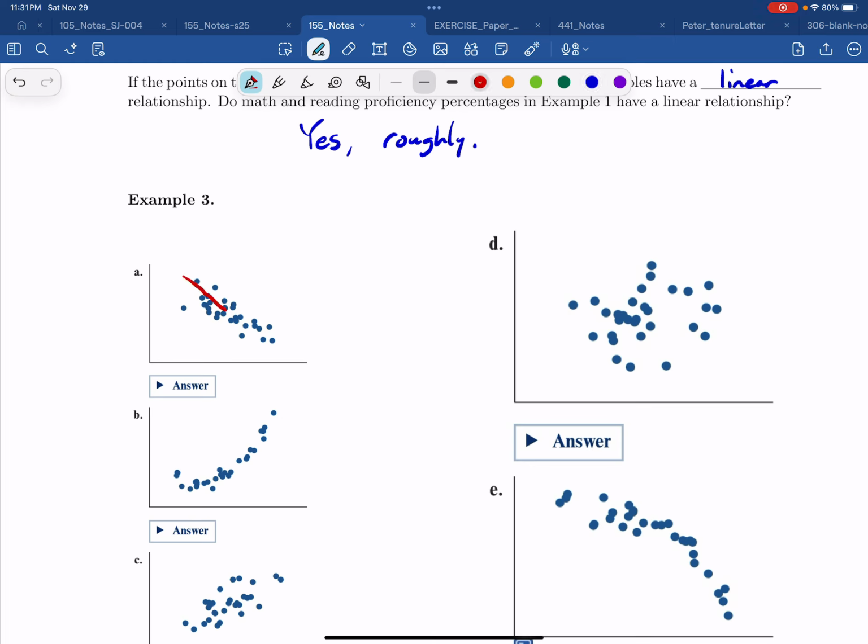So in this case, this relationship looks pretty linear to me. But note that it's negative. As x increases, y decreases. So we'll say negative and linear.